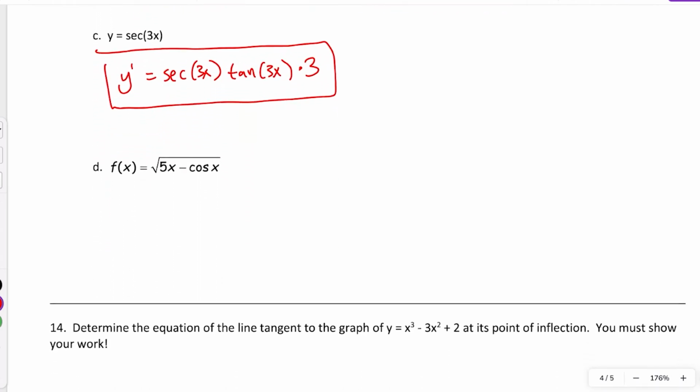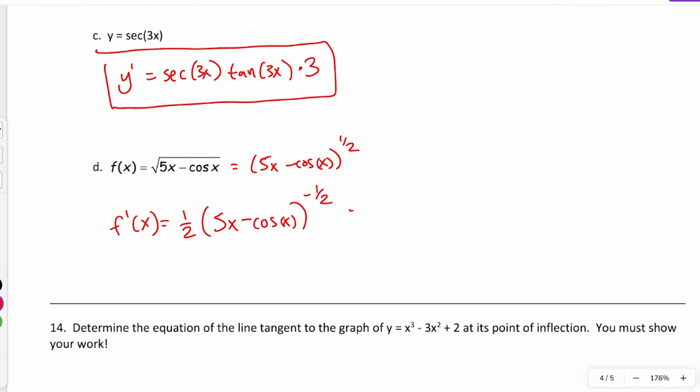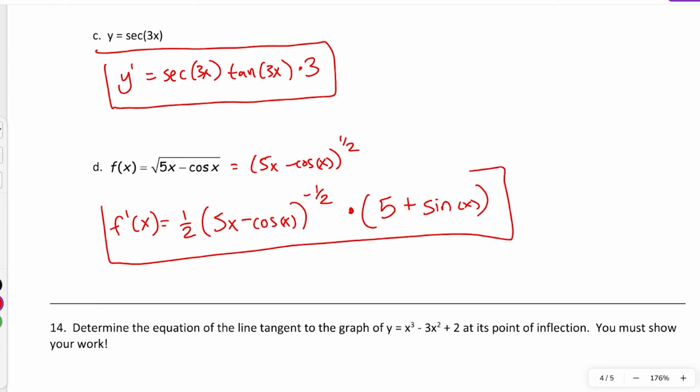All right, D says f of x is the square root of 5x minus cosine of x. Remember that when you take the square root of something, that's equivalent to raising it to the 1/2 power. So if it helps, just rewrite this as 5x minus cosine x to the 1/2 power. So f prime will be 1/2 times 5x minus cosine x to the negative 1/2 power times the derivative of the inside, which would be 5 plus sine x. And that's it.